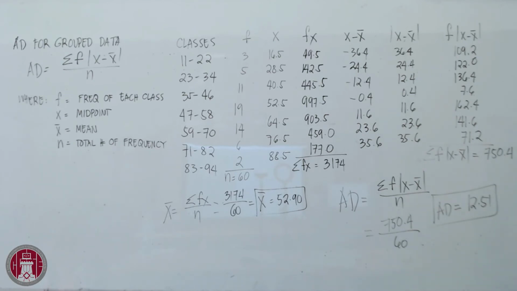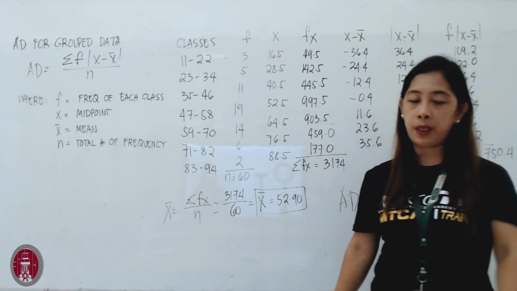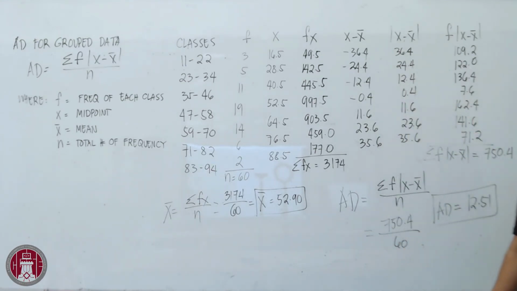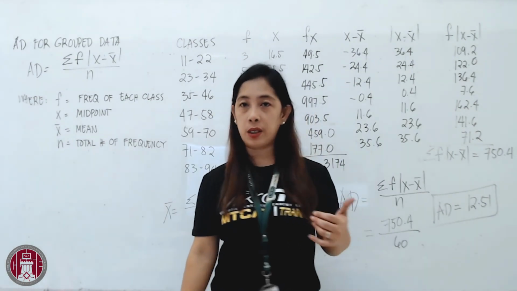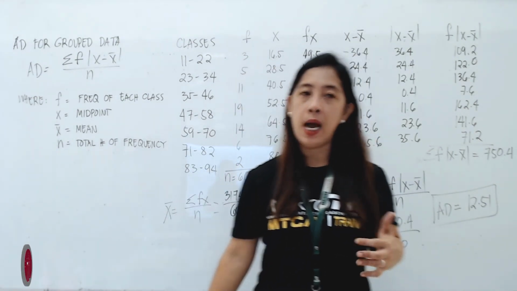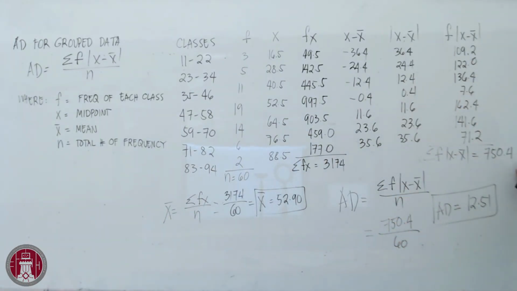So that is only for the midpoint method. There is no computation for the average deviation using the unit deviation method. But in the next videos, which cover variance, there will be two methods in getting the variance. So that would be average deviation using grouped data. I'll be giving you some activities using the quartile deviation and the average deviation.